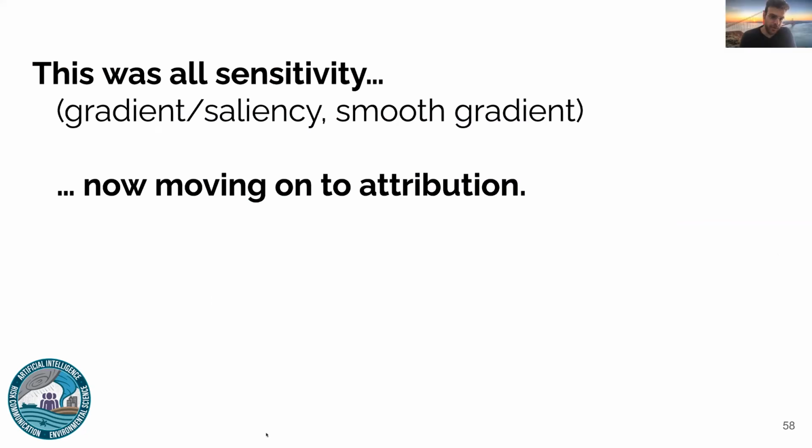And now we're moving on to attribution. So now we will be looking at methods that aim to estimate attribution. The next slide.